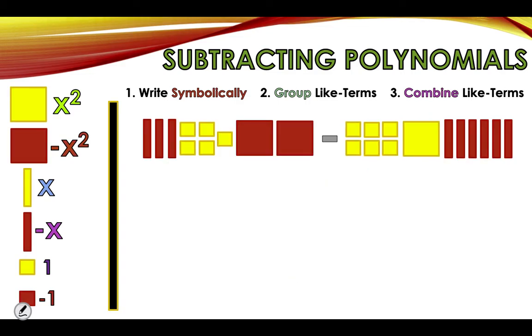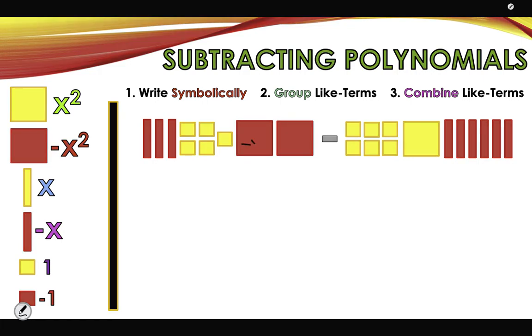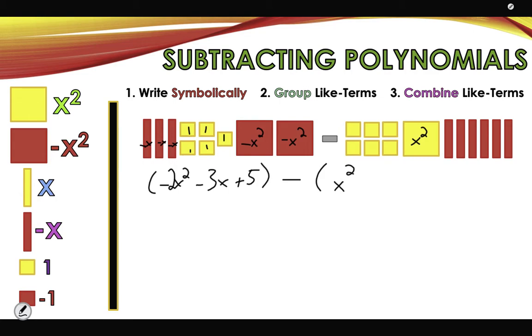Let's do one where I start with some negative x squareds. And you'll notice I'm not putting these in order for you anymore. So I'm starting with, I have negative 2x squareds, I have 3 of those negative x's, and I have 5 positive ones. And then I want to subtract just 1x squared.